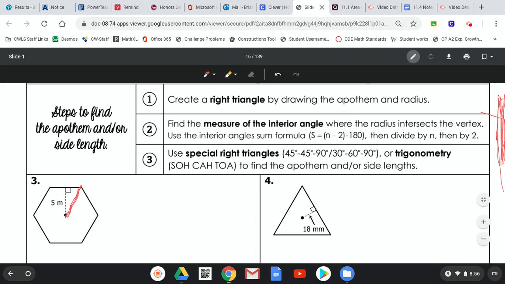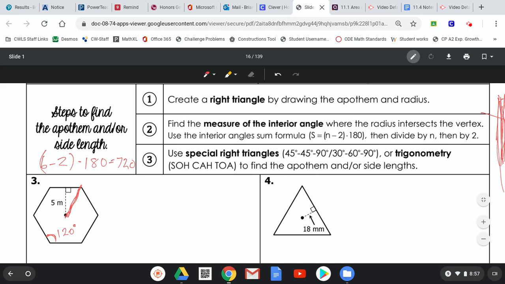All we do is use the interior angle formula, the n minus 2 times 180. For this one, we do 6 minus 2 times 180. That gives us, I think, 720, and then we divide by 6. I haven't memorized it at this point, but I know this angle over here is 120 degrees, because we divide that by n.